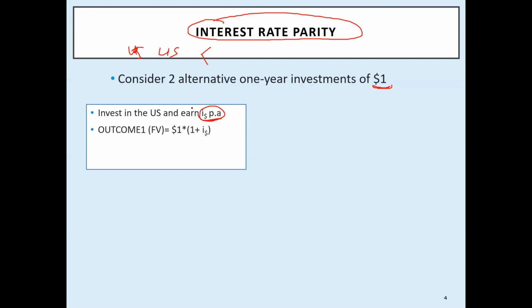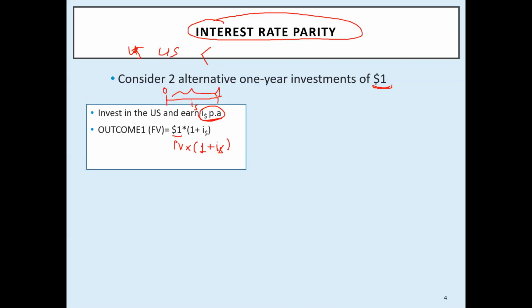So if I invest for 1 year, this is me today, and this is 1 year, okay? If I invest in the US for 1 year, and I earn an interest of i_S, which is the interest rate in the US, then by the end of the year, my investment should grow to the principal amount, which is the present value, times the future value factor, okay, times the compounding factor.